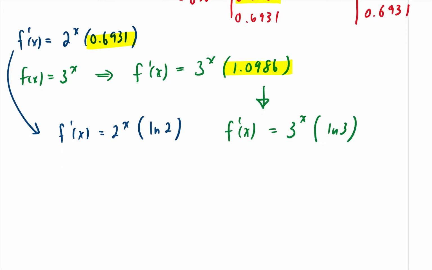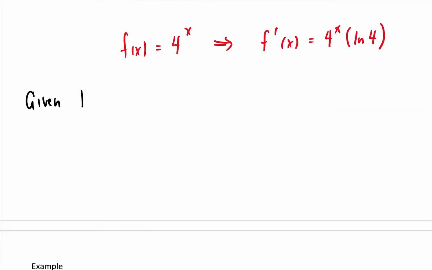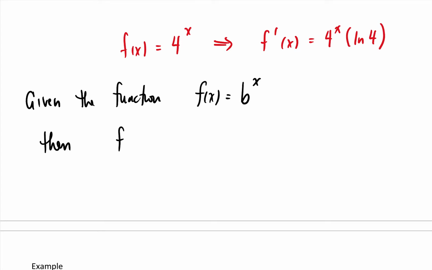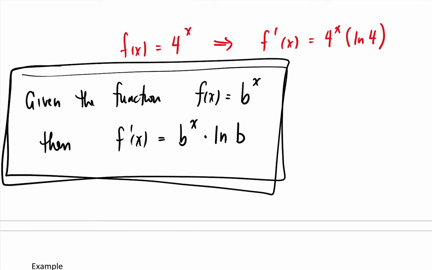So if I was to give you, let's say, f of x equals 4 to the exponent of x, what would the shortcut be for this power? Well, you should say 4 to the exponent of x times the natural logarithm of 4. So therefore, given the function f of x is equal to the power of base b raised to the exponent of x, then our shortcut for the derivative, f prime of x, is going to be equal to b to the exponent of x times the natural logarithm of our base b. So here is the shortcut for all exponential functions.